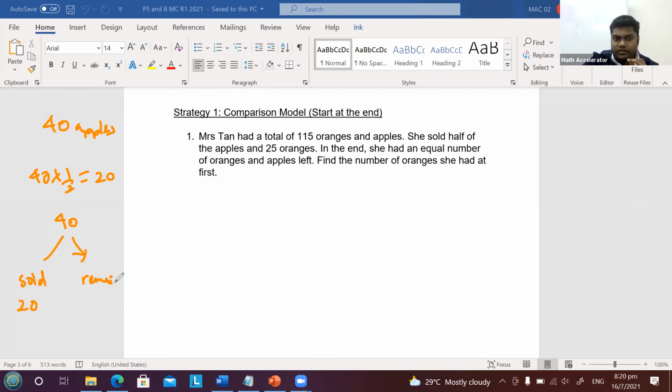Remaining is 20. So if this is 1 unit, and if I'm working backwards, I have to add this other unit as well. That's why it's 2 units. Understand?